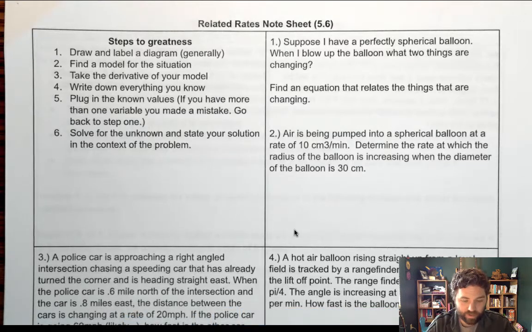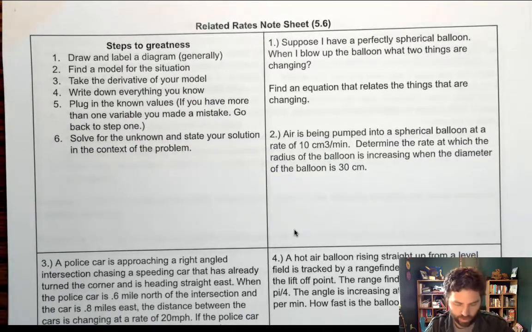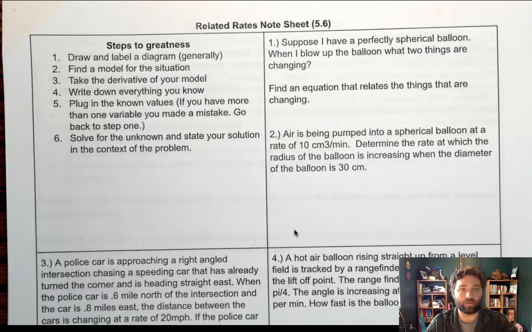Okay, we are going to talk about section 6, related rates. This is the second major type of word problem that we're going to deal with. We're going to spend several days on it. So let's get right into it.